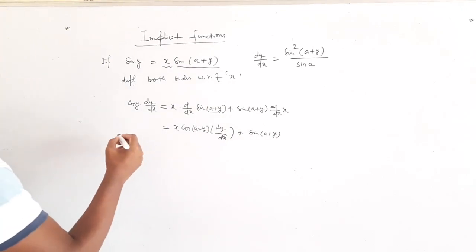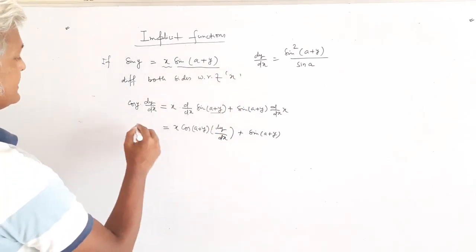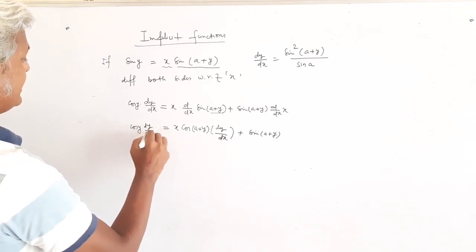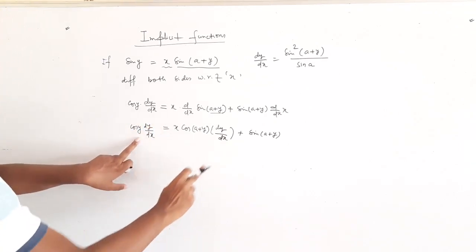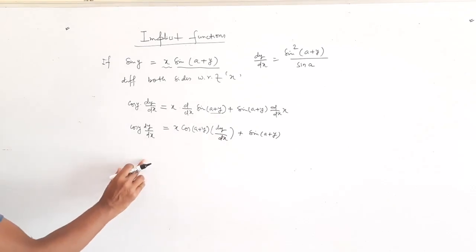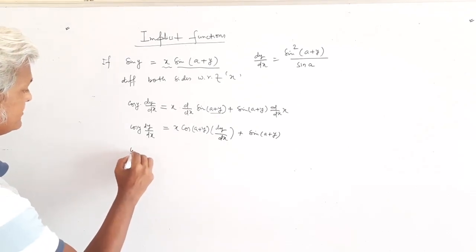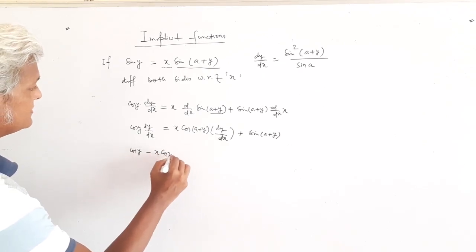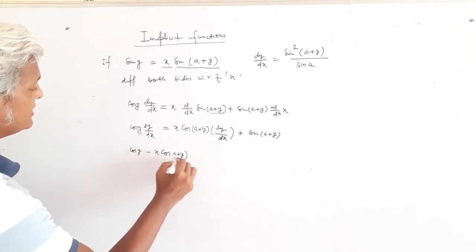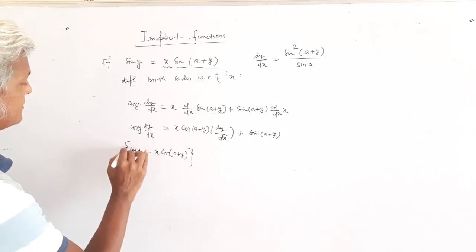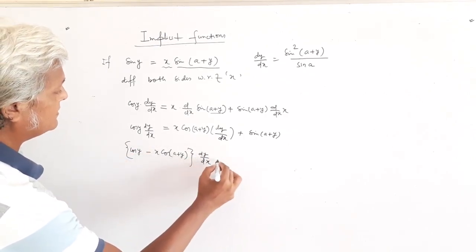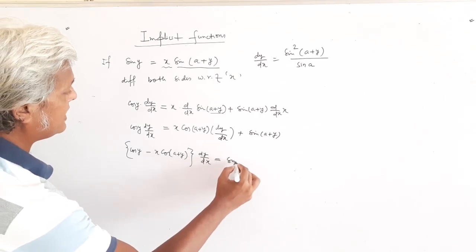Since we have to find dy/dx, and we have dy/dx here and there, I'll try to keep this one on this side. So we have cos y minus x cos(a + y) dy/dx equals sin(a + y).